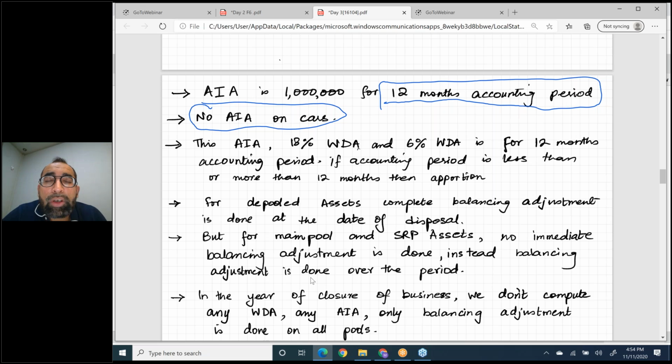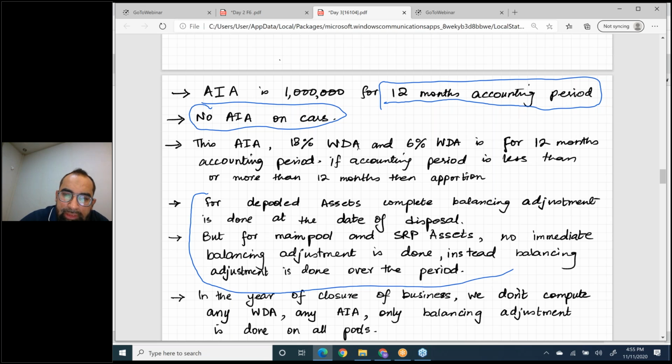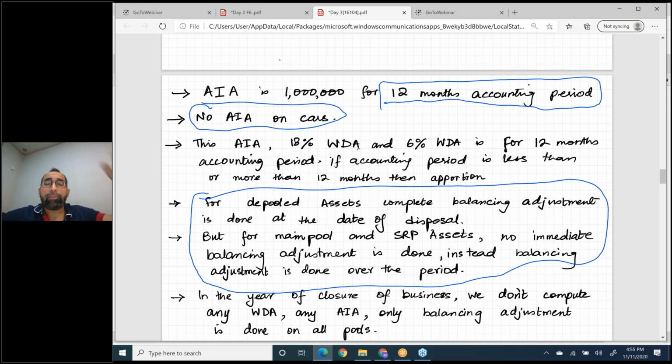Because of private use, you have to lose some of your capital allowance. Now a few things to point out. Depooled assets are those written in a separate column, like SLA and privately used assets by the owner. For depooled assets, whenever they are sold, we do the complete balancing adjustment on the same day. The balancing allowance or balancing charge comes on the same day and goes in the right column, immediately.